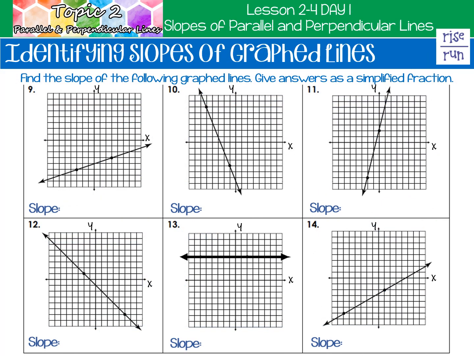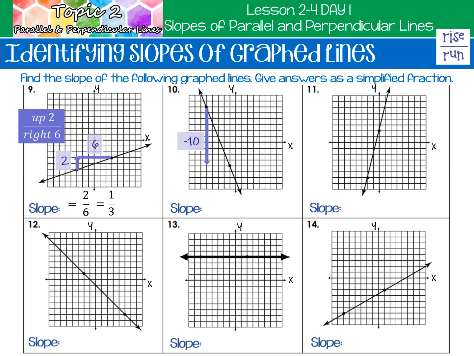Identifying slopes of graphed lines. Find the slope of the following graphed lines. Give answers as simplified fractions. Remember, that's rise over run. They have 2 points on the line. We are going to go up 2 and right 6. That's 2 over 6, which reduces to 1/3.